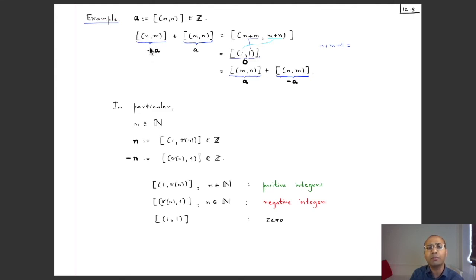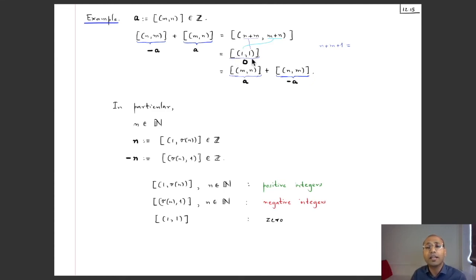So this has no other meaning other than the notation for this integer. And let's add the two and see what we get. Now, by the definition of integer addition, this will be the equivalence class containing the ordered pair n plus m, comma, m plus n. Now I claim that this integer is the same as this one, which we had seen earlier was the additive identity.